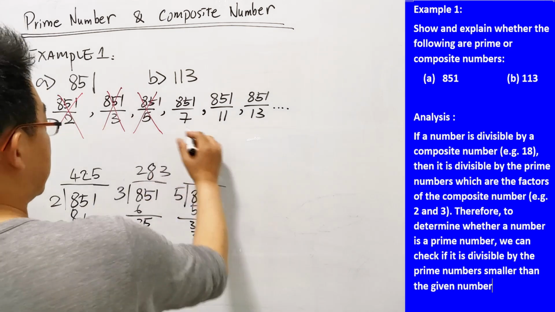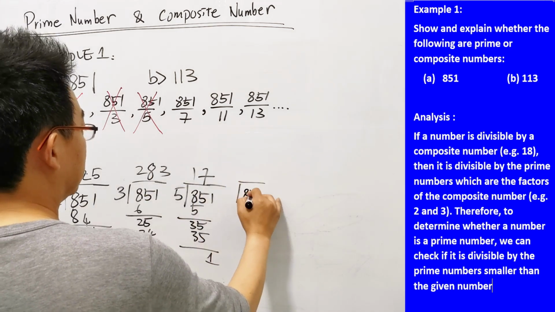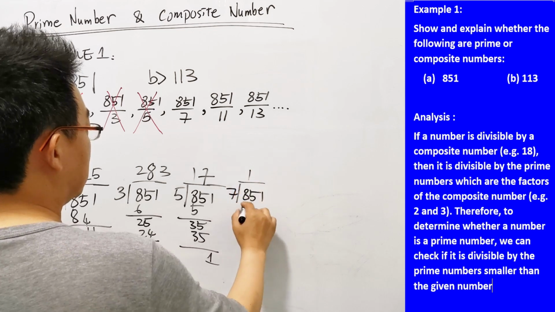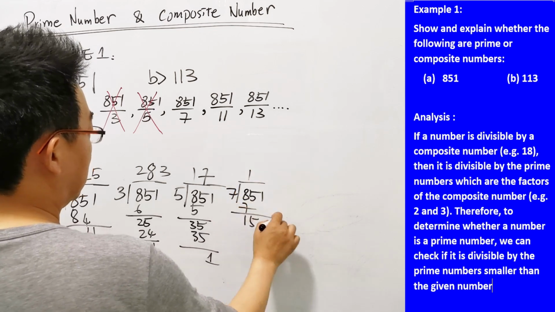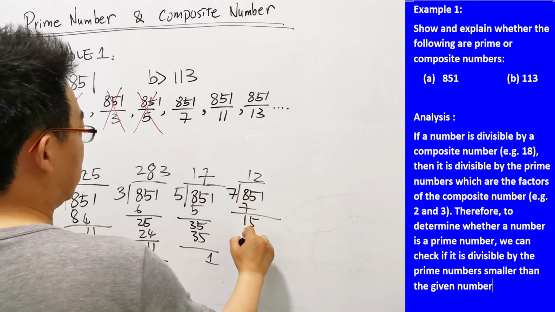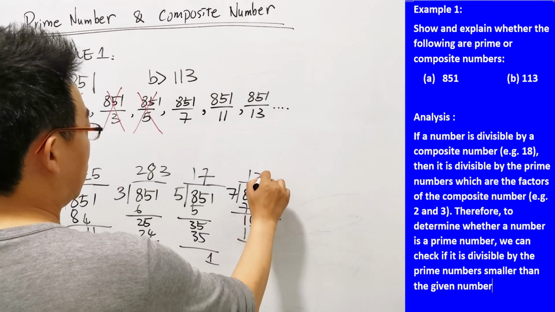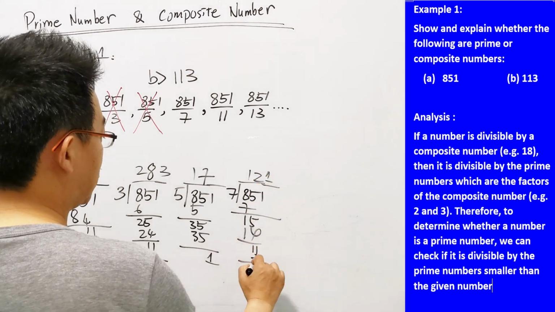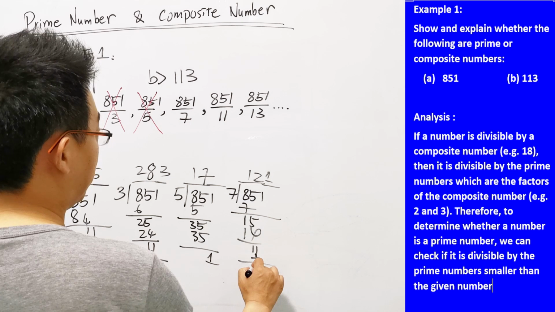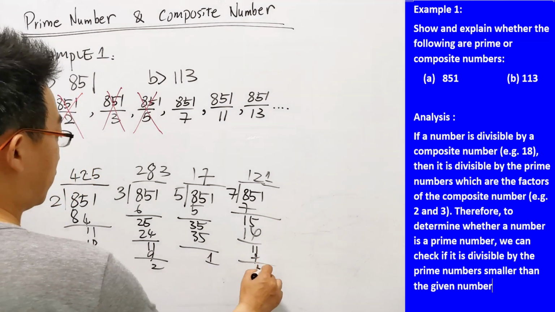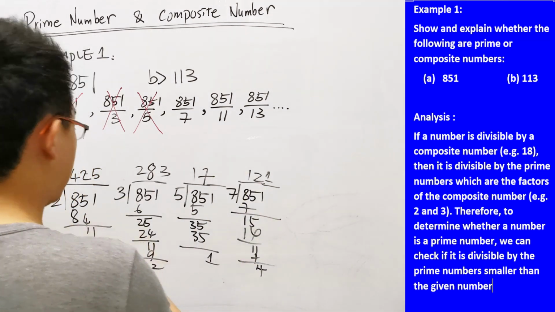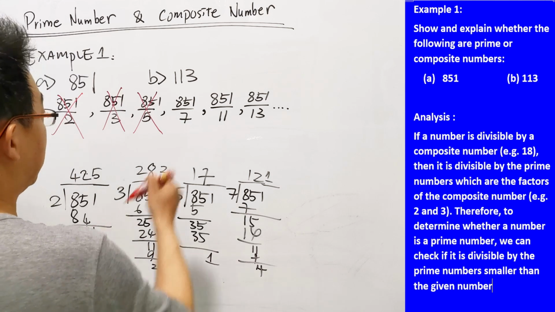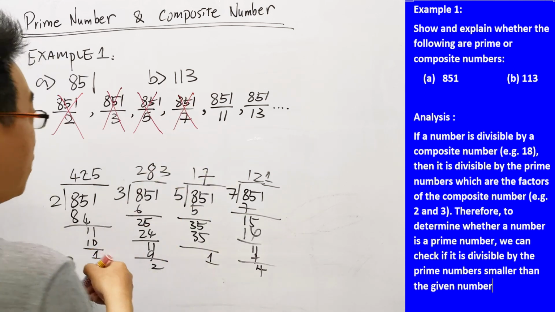So let's try 7. 451 divided by 7. We get 64 with 4 left over. So it's 4 left. In this case, this one also counts as ruled out.